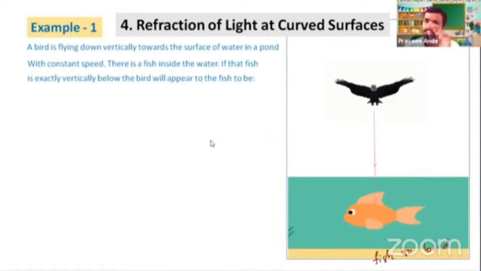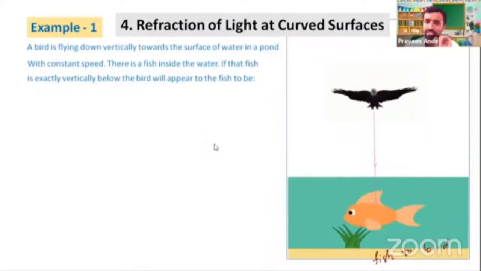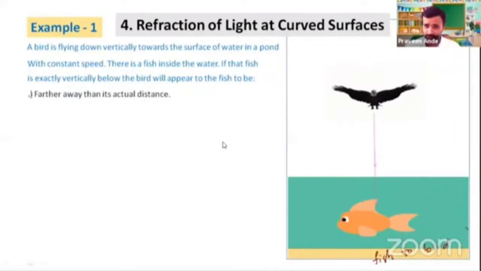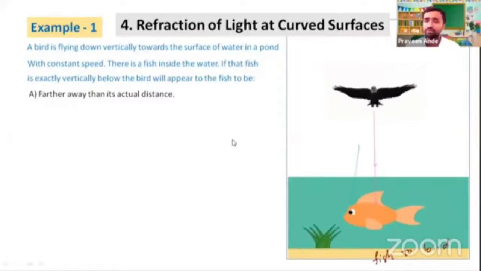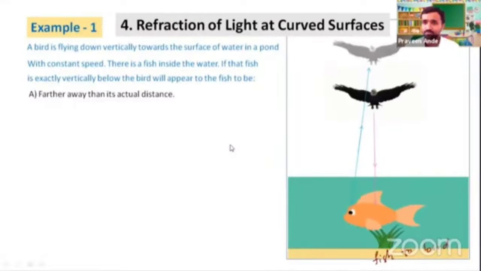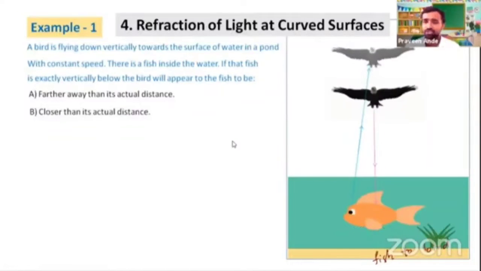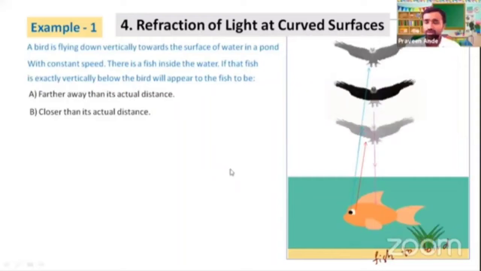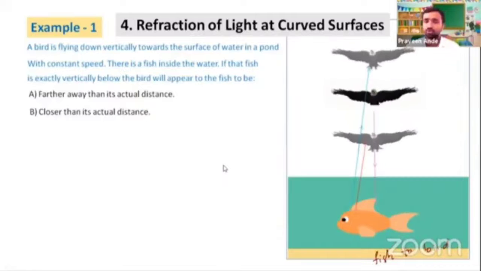Okay, because already the object is there. If it is observed by the fish at the same place, it appears at the same place only, right? So here suppose it is further away than its actual distance, so it will observe the bird above the actual position. If it is closer than its actual distance, that fish can observe the bird below the actual position, closer to it. So here I got all three conditions: at the same place, or above the original place, or below the original place. So closer, far.